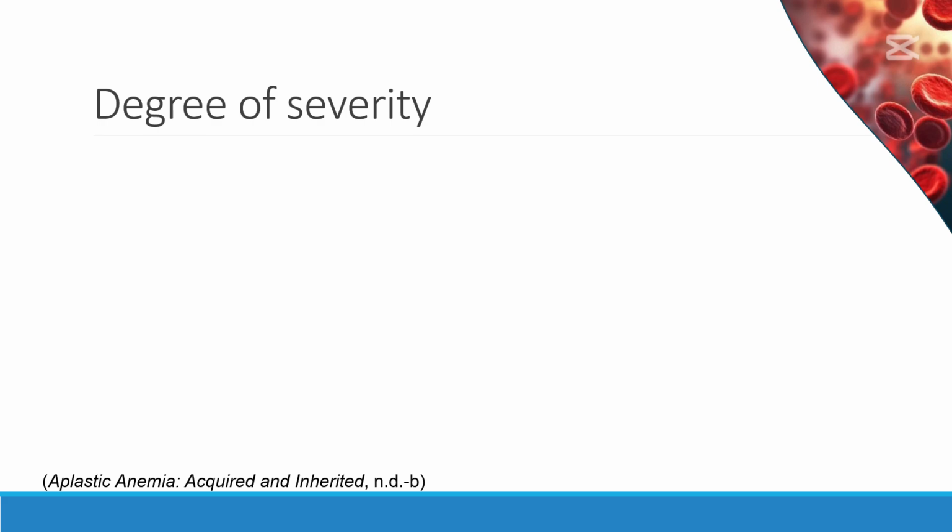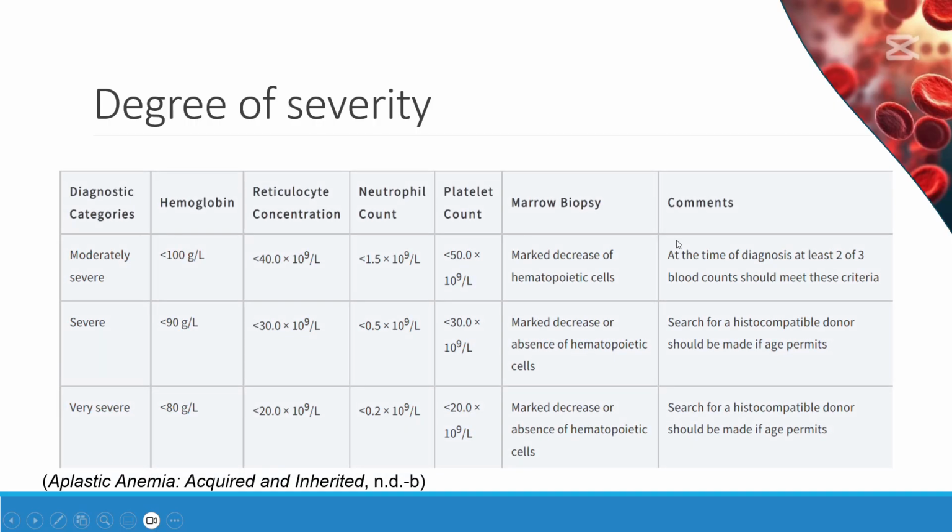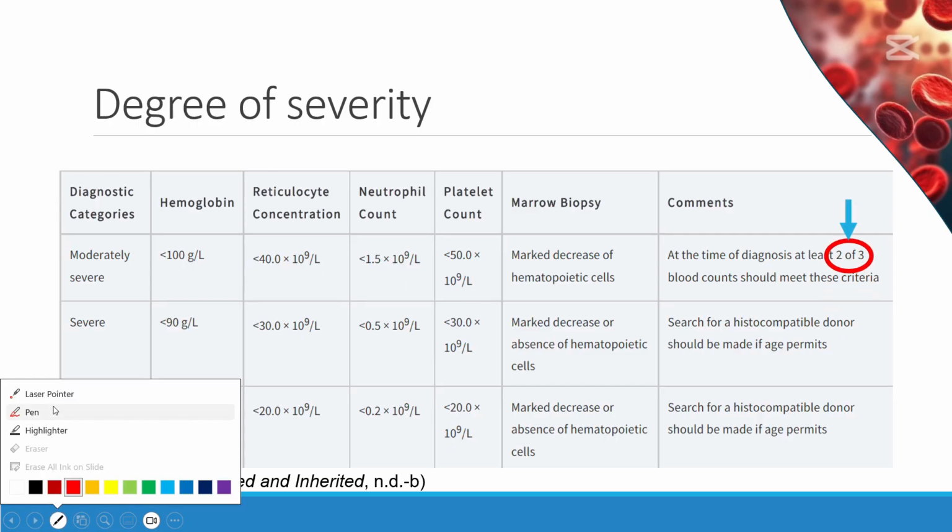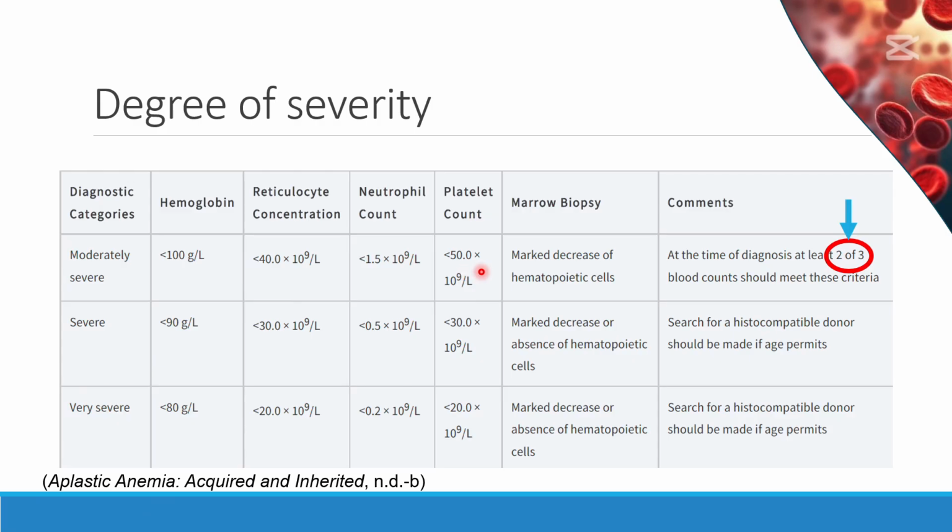Now let's look at how doctors classify the severity of aplastic anemia. This table shows three categories: moderately severe, severe, and very severe. For moderately severe cases, hemoglobin is below 100 grams per liter, reticulocytes below 40 billion per liter, neutrophils under 1.5 billion per liter, and platelets under 50 billion per liter. At least two of these criteria must be met at diagnosis, along with a marked decrease in bone marrow cells.